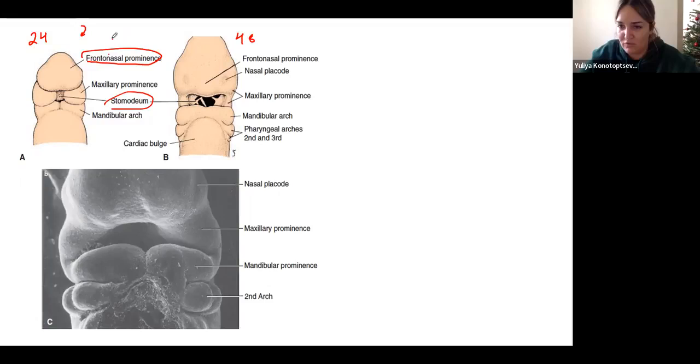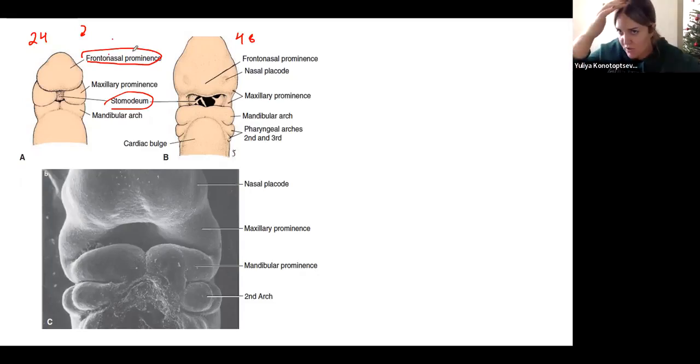What does it consist of, right? So what is inside of this frontonasal prominence? Mesenchyme. So its core is going to be mesenchyme. You must remember that certain cells absolutely love mesenchyme. They love to accumulate there. And these cells are neural crest cells. So the frontonasal prominence's core, the inside of it, is going to be filled with mesenchyme and neural crest cells.